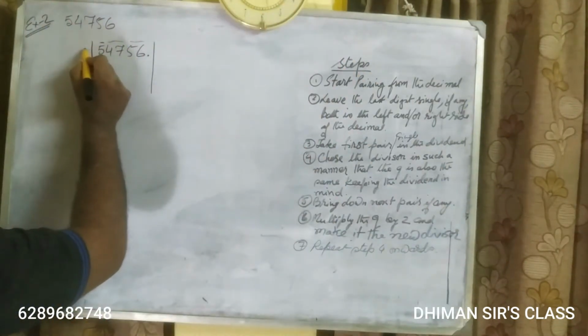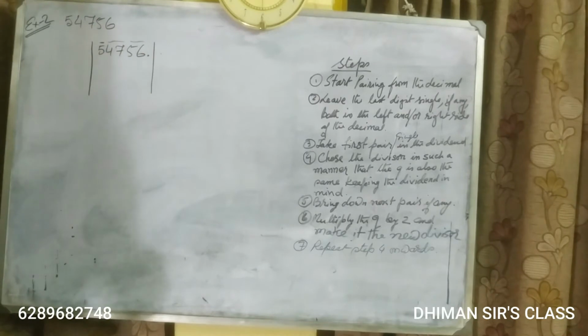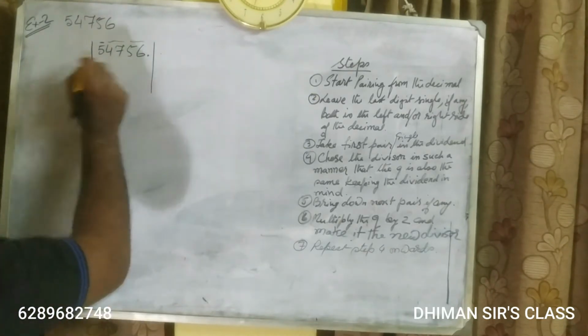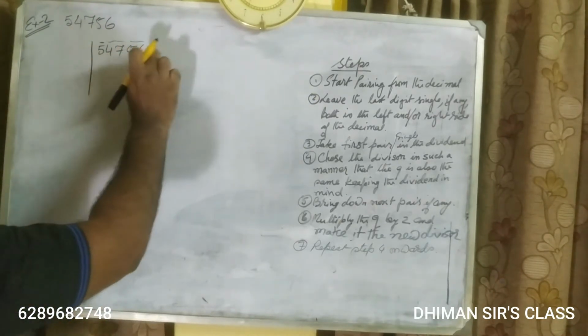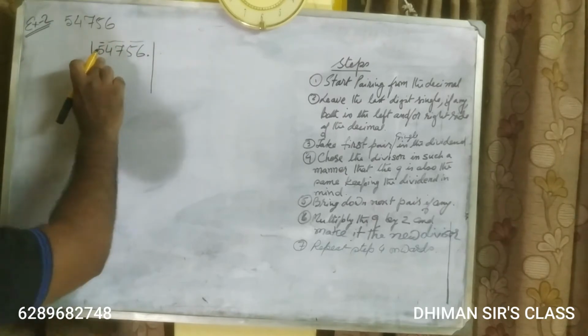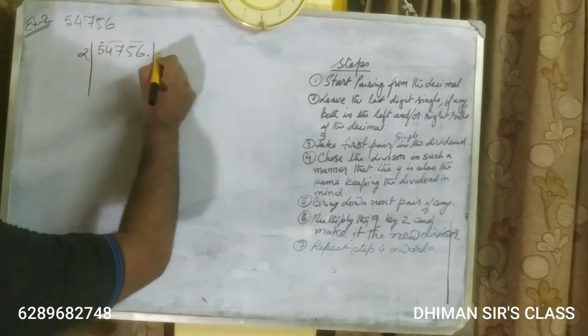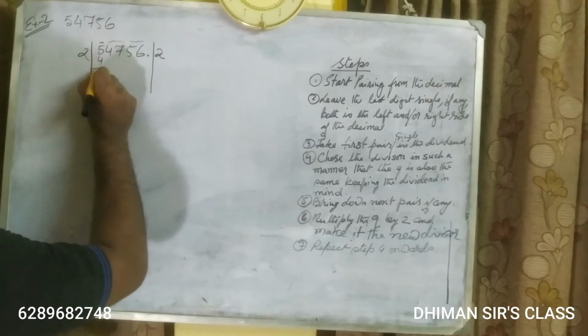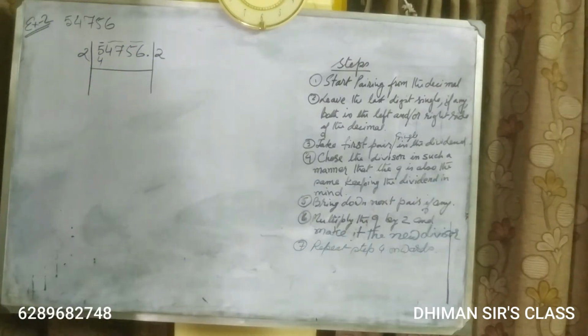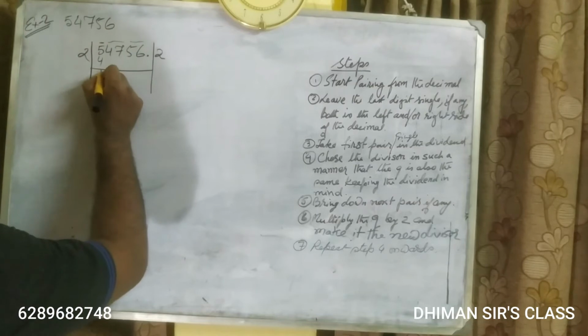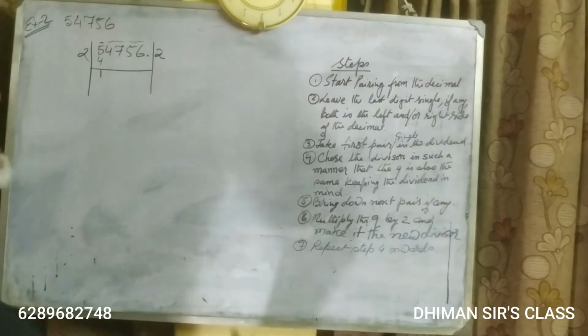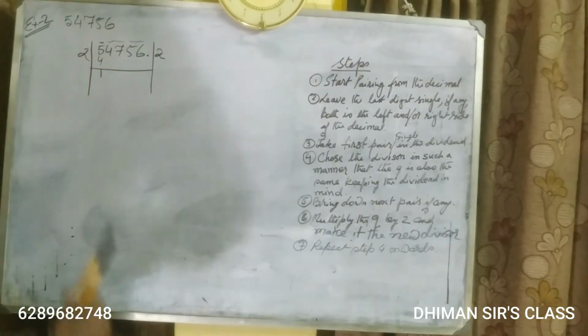Here, 1 ones are 1. Too small. If you write 1, it will be too small. 3 threes are 9. Oh no, 9 is more than 5. So 2 twos are 4. Correct. Now 1 as remainder. Now we have subtracted, we get 1.